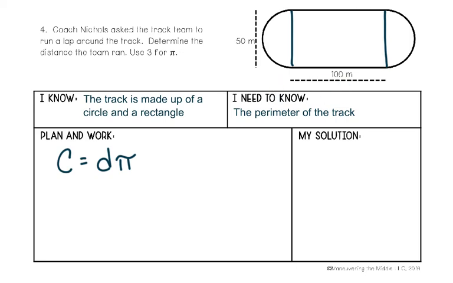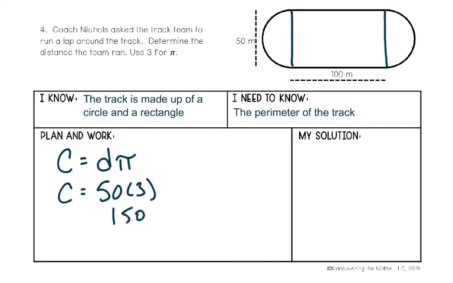Using the picture and the fact that they told me to use 3 for pi, I'm going to substitute my values. I'm using 50 meters because that's the distance across. That's the diameter. 3 is what we're going to use for pi today. Then I just multiply to find the circumference. 50 times 3 is 150.